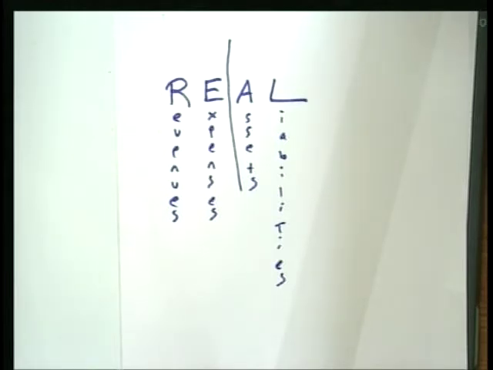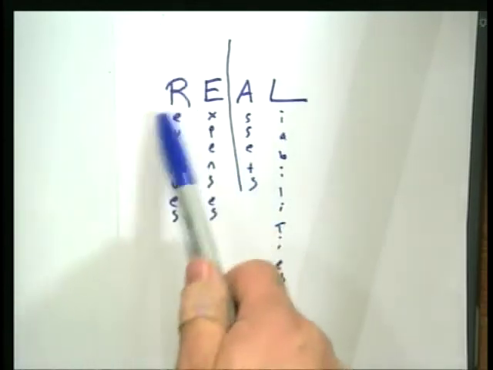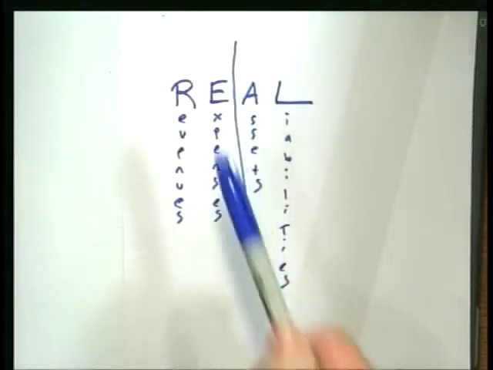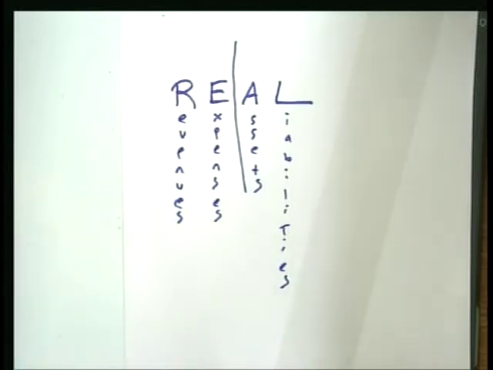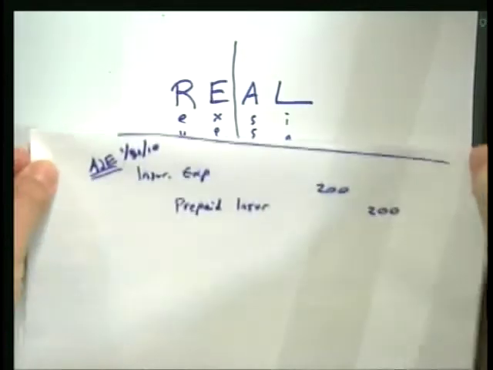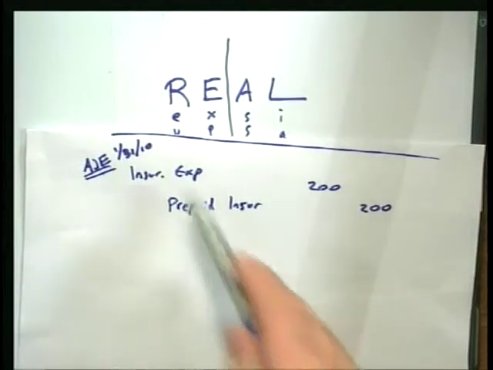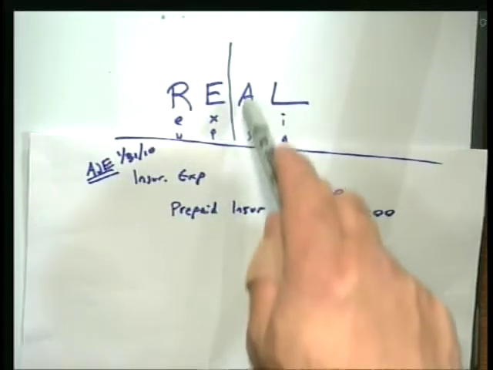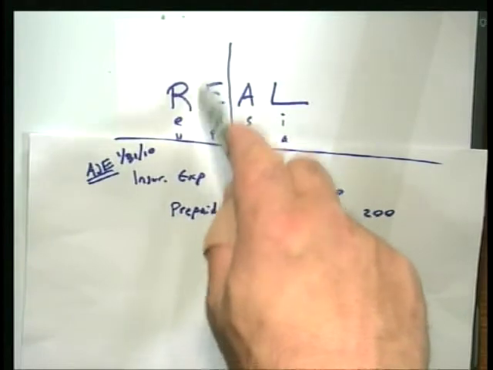Okay, now listen to me. Every time you make an AJE, it will affect one of the ones on the left side and one of the ones on the right side. Every time, every time. For instance, when we made our AJE earlier, it affected an expense, and prepaid insurance is what? An asset. So one from this side, one from this side.